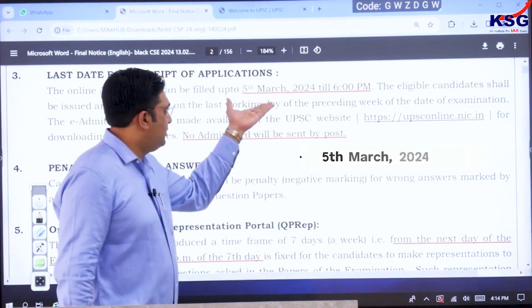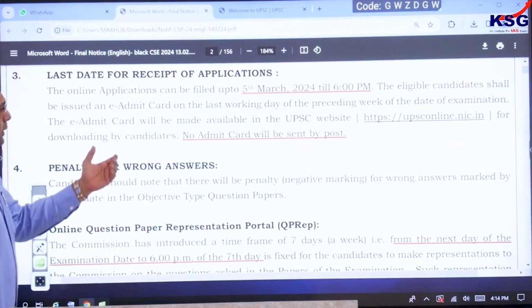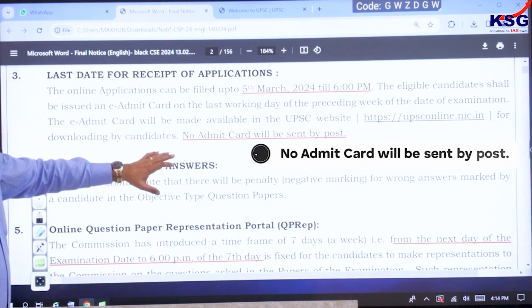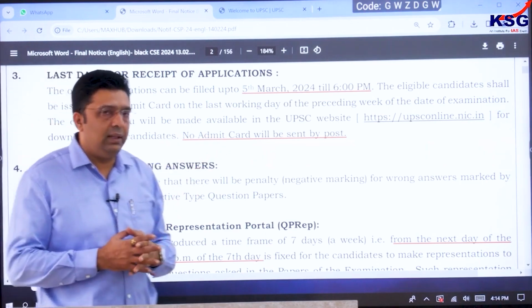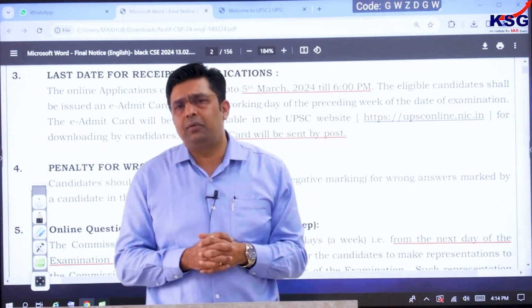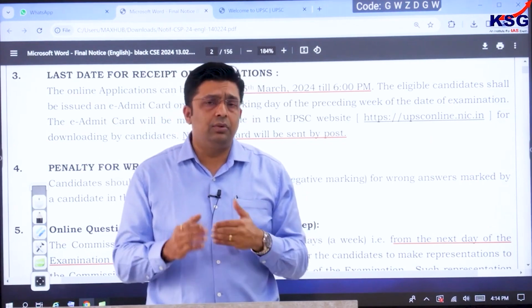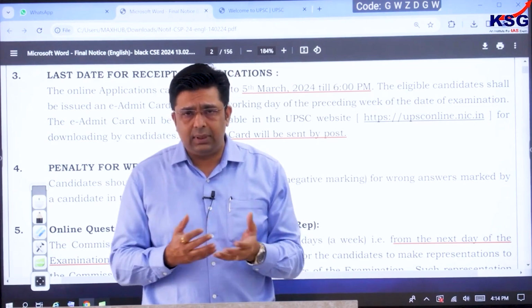Okay, that is 5th March up to 6 PM. Now, the UPSC will not send you the admit card by post. आपको post से admit card नहीं मिलेगा. It will be given to you 1 week approximately before the examination. So you don't need to worry कि when I'll be getting the admit card.